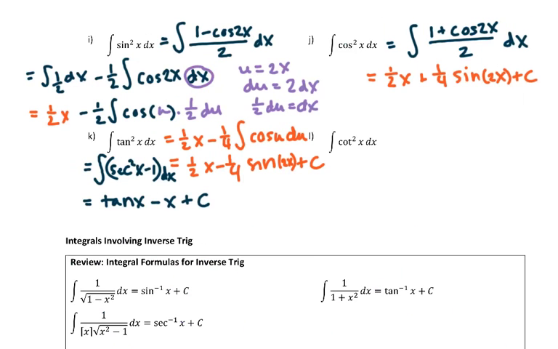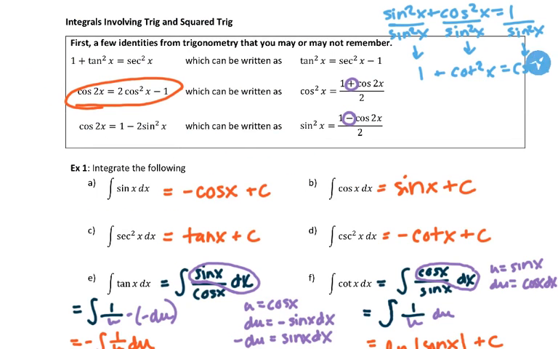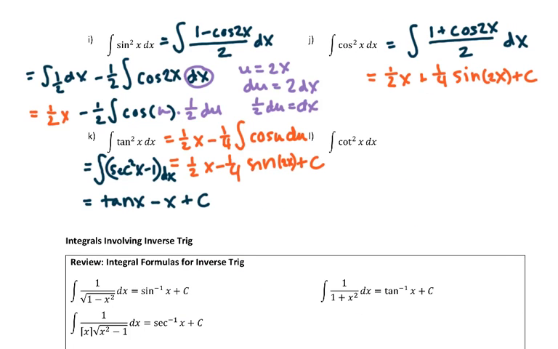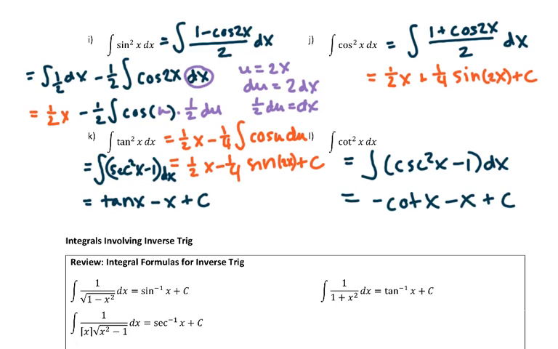So the one we're working on is cotangent squared. That's simply going to be cosecant squared minus 1. Obviously, I could have probably seen that because it's very similar to the one we just did. So this is the same as finding the integral of cosecant squared x minus 1 dx. That's going to give us negative cotangent x minus x plus c.